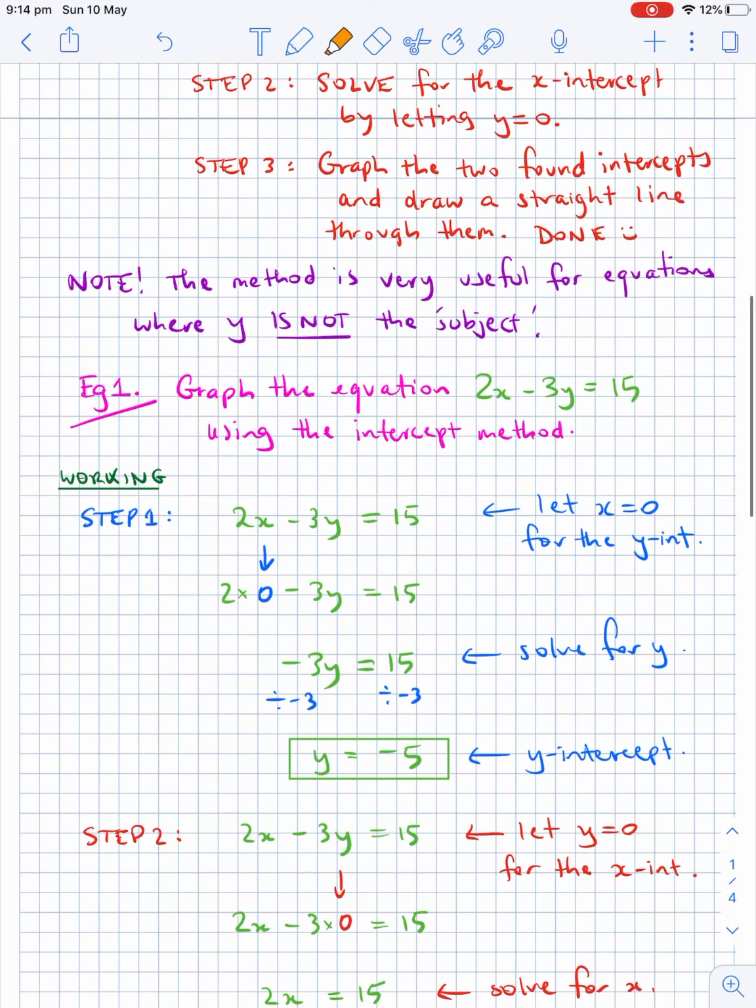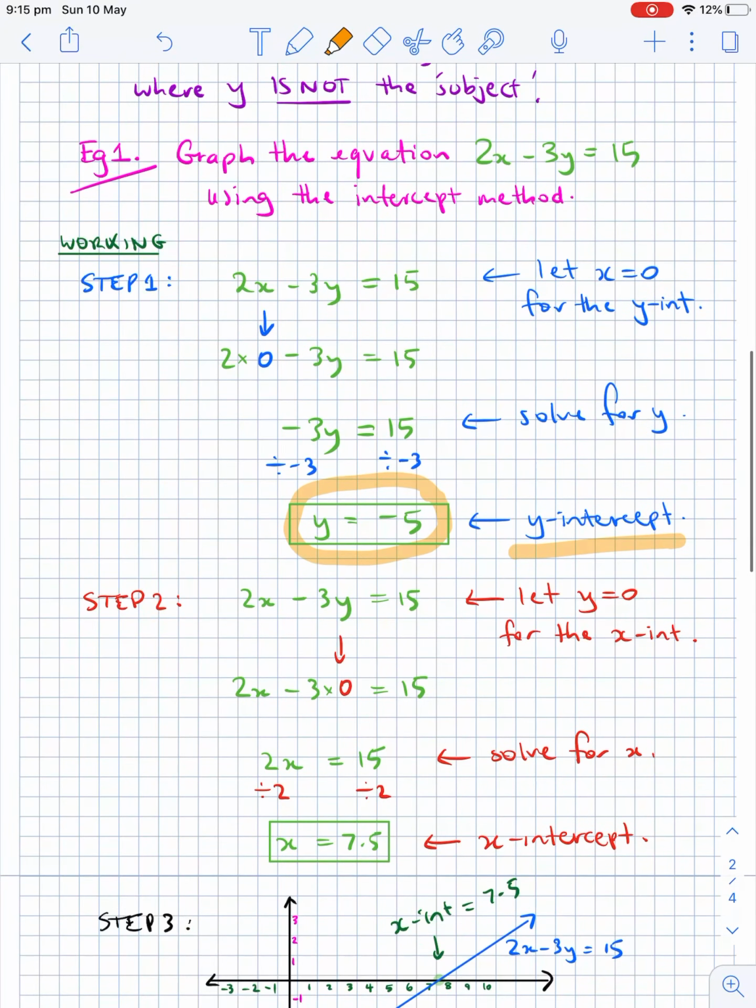Okay, so example 1, let's graph this equation right here using this intercept method. So step 1, let's find the y-intercept, y-int for short, by letting x equal 0. So our x changes to a 0, and we simplify: 2 lots of 0 just vanishes. So we're left with just -3y equals 15. How do we get y by itself to figure out what this y-intercept is? We'll just divide by -3. 15 divided by -3, y is equal to -5. That is the y-intercept of this line.